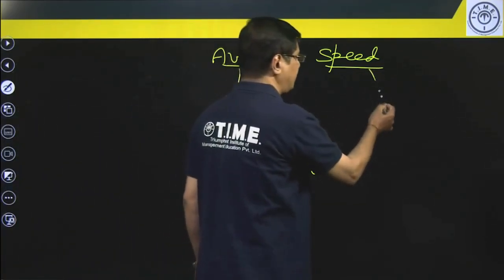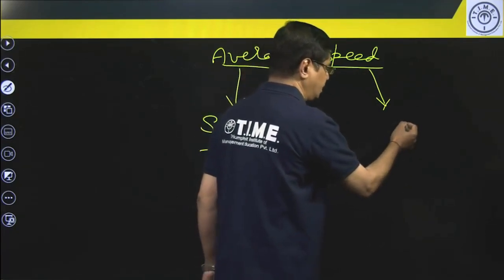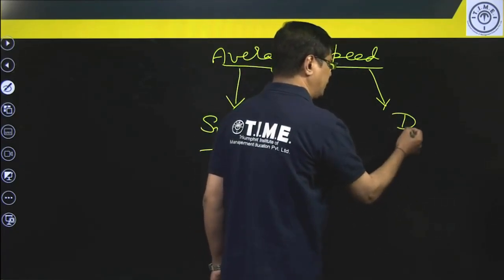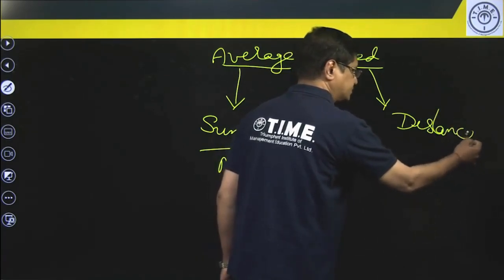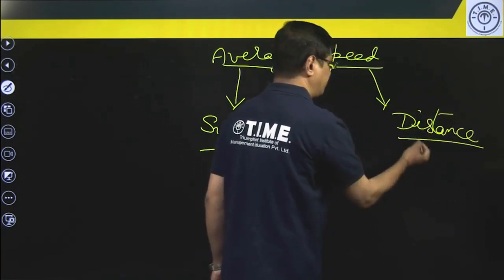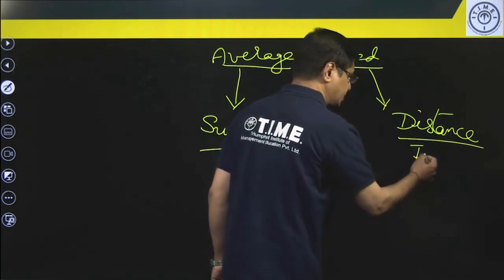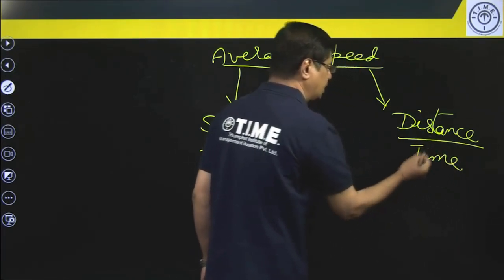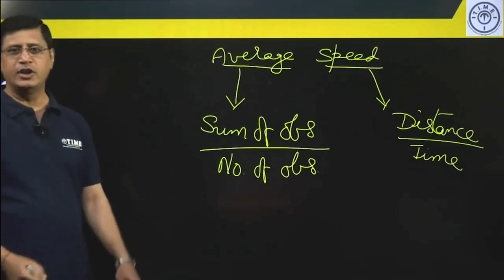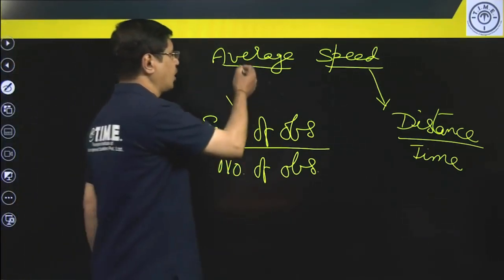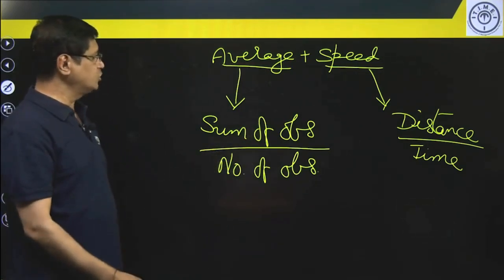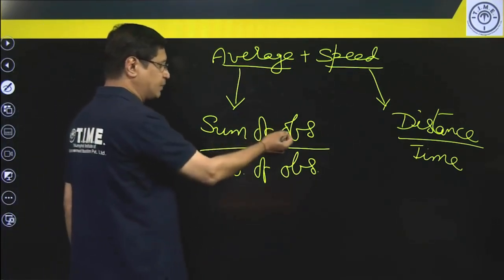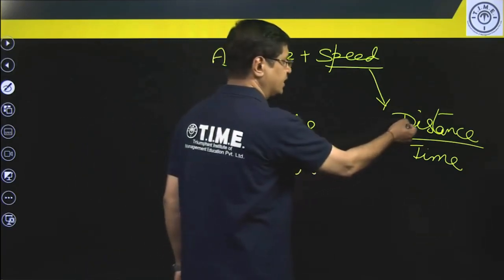And what do you mean by speed? Speed we can find by using distance by time. We can find the speed by dividing the distance by the time. Here we need to find average speed. Average speed means a combination of these two: average plus speed. Now, look at the sum of the observations. Observation means here the distances.